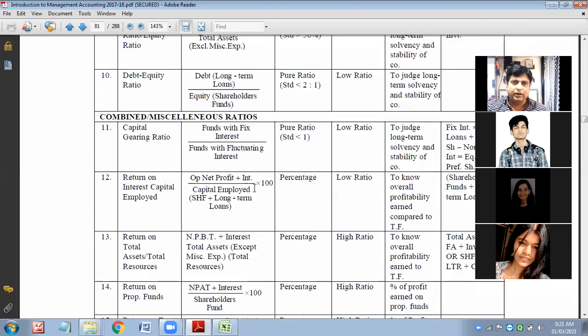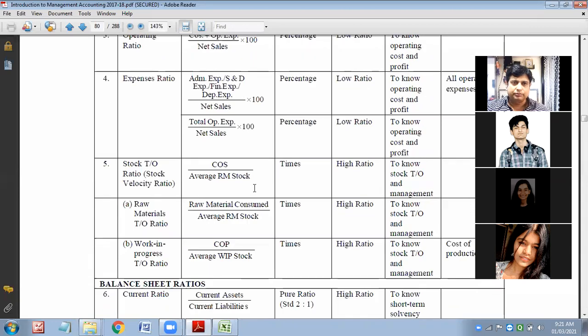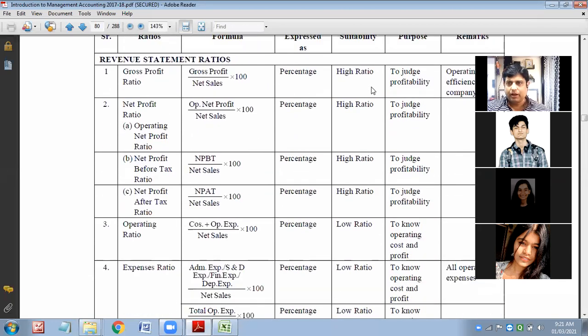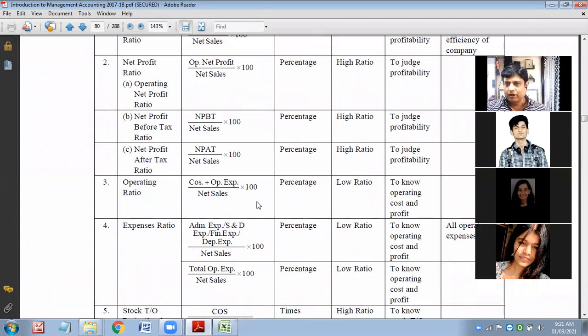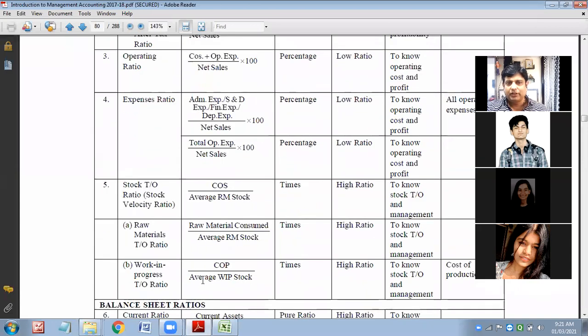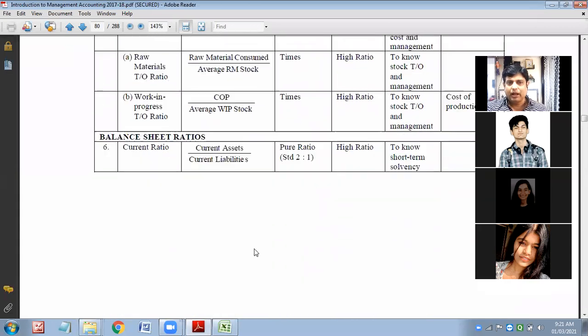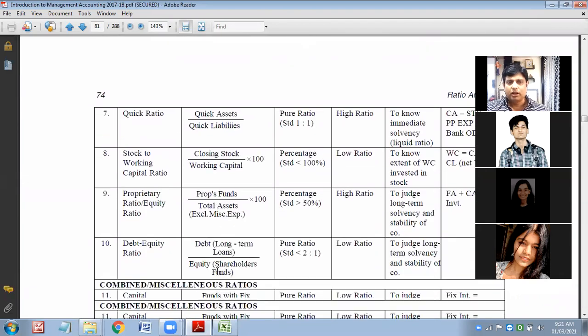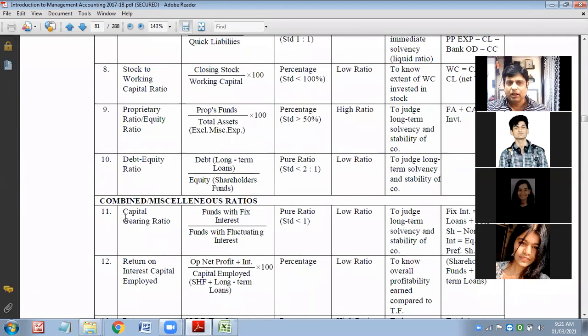Look, just now we had discussed all these ratios. P&L ratio, I have just told you: it is gross profit, net profit. Net profit I have subdivided into operating, before, after, operating ratio, expense. Everything is as it is, what I have discussed just now. Then the balance sheet ratios: current ratio, quick ratio, stock working capital, proprietary, debt service. Capital gearing is also part of balance sheet.